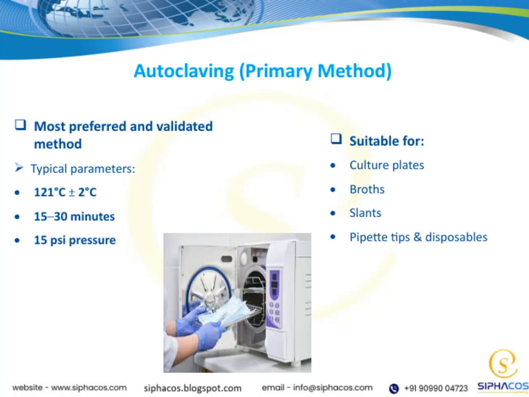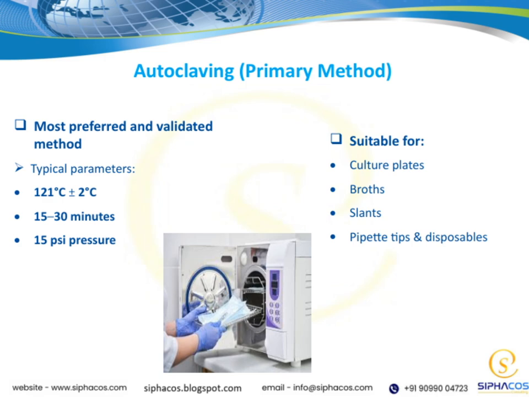This sterilization method is suitable for a variety of materials, including culture plates, broths, slants, pipette tips, and other disposables. It's primarily done through autoclaving, which is considered the most preferred and validated method for ensuring complete sterilization. When autoclaving, the typical parameters we use are a temperature of 121 degrees Celsius, give or take a couple of degrees, maintained for about 15 to 30 minutes.